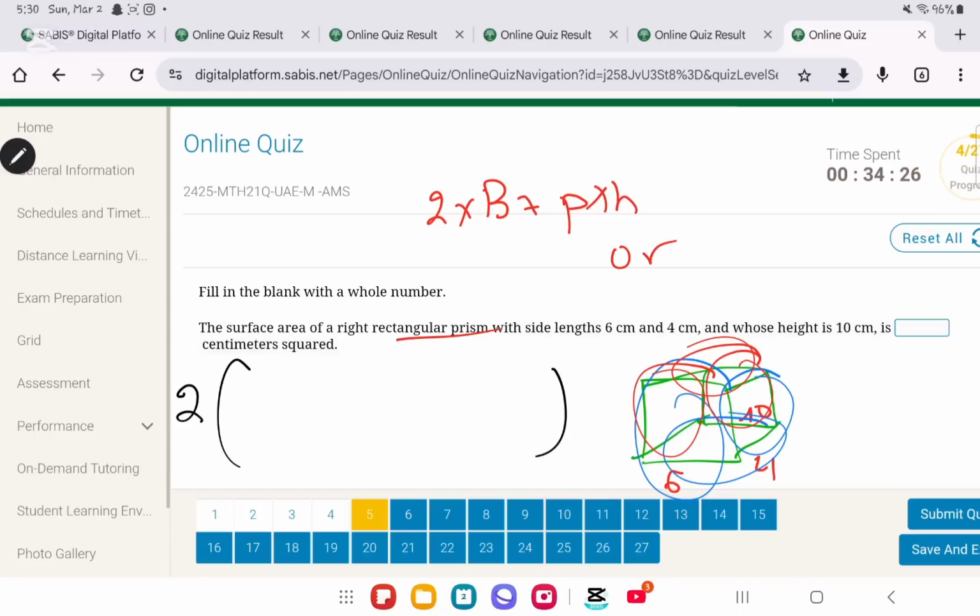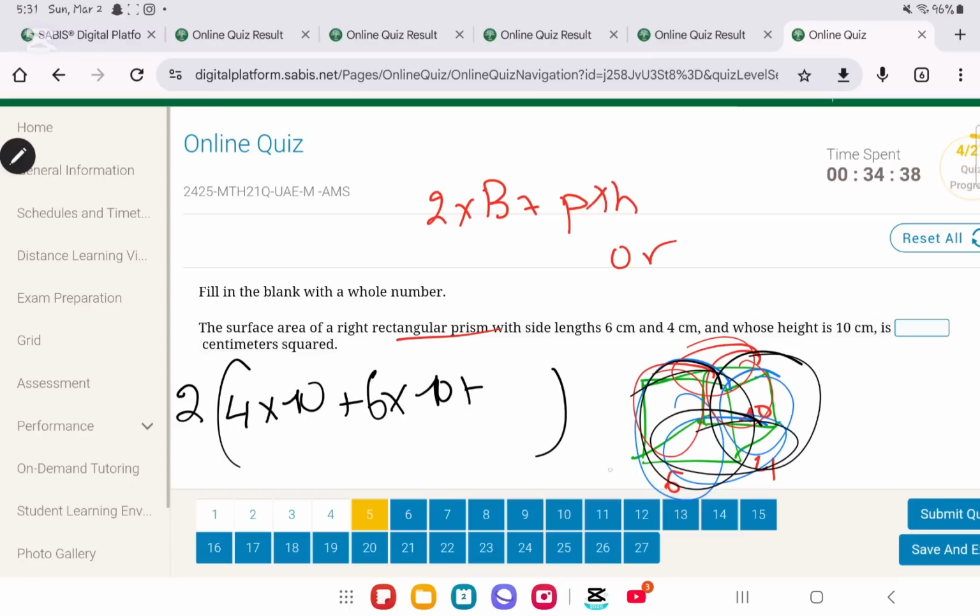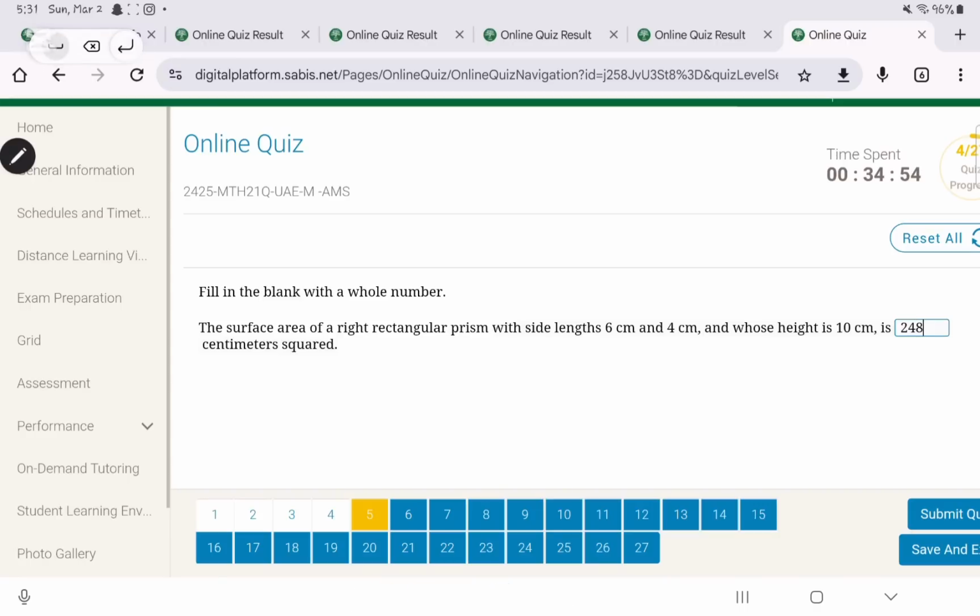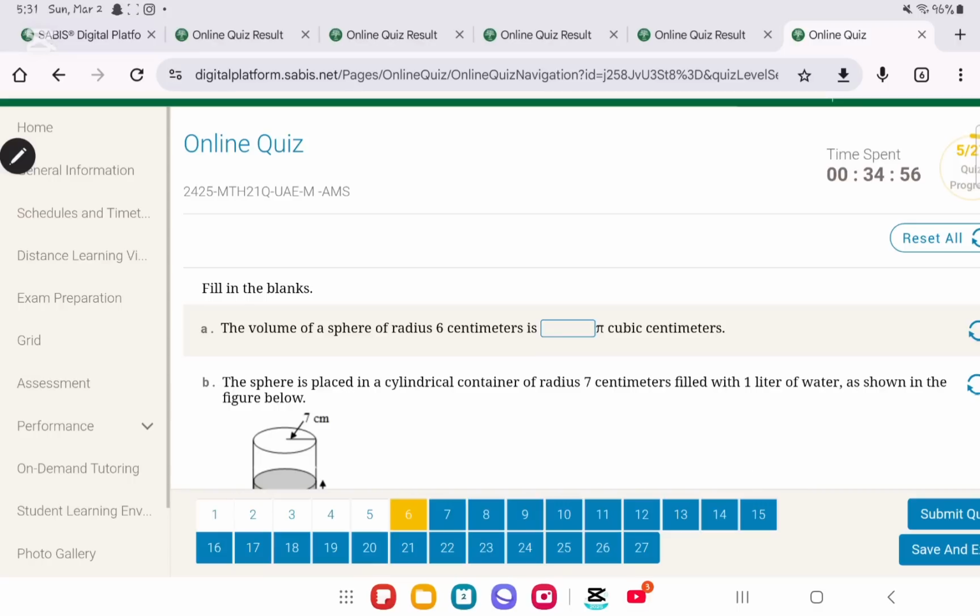everything. So the area of the side, it is 4 times 10. You add it to another area, which is this one over here, which is 6 times 10. And then you add it to another area, which is the bottom, which is 6 times 4. And there's no need to do it again because we're multiplying it by 2. So 2 times 4 times 10 plus 6 times 10 plus 6 times 4. You're going to get an answer which is 248.